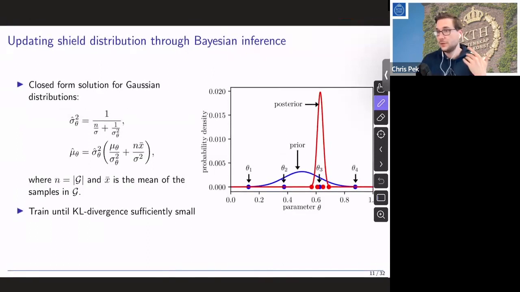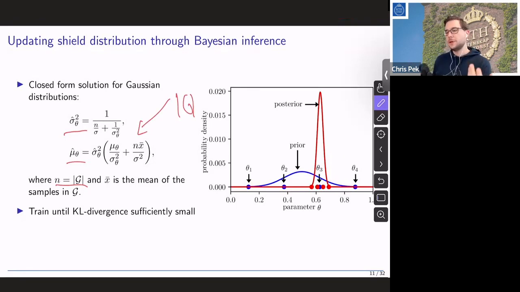For Gaussians, which I would assume is most of the time very useful for you because human feedback is often in Gaussian distributions or in multivariate Gaussian distributions and so on, there are closed form solutions for computing this posterior, where you can obtain the variance as this fraction as well as the mean. Here it's important, n corresponds to the number of samples that we use from the distribution that we sample, and x bar is the mean of all the samples. And you see the most important parameter in this closed form solution is the number of samples in G. That's very important. It's one of the hyperparameters that you need to tune.